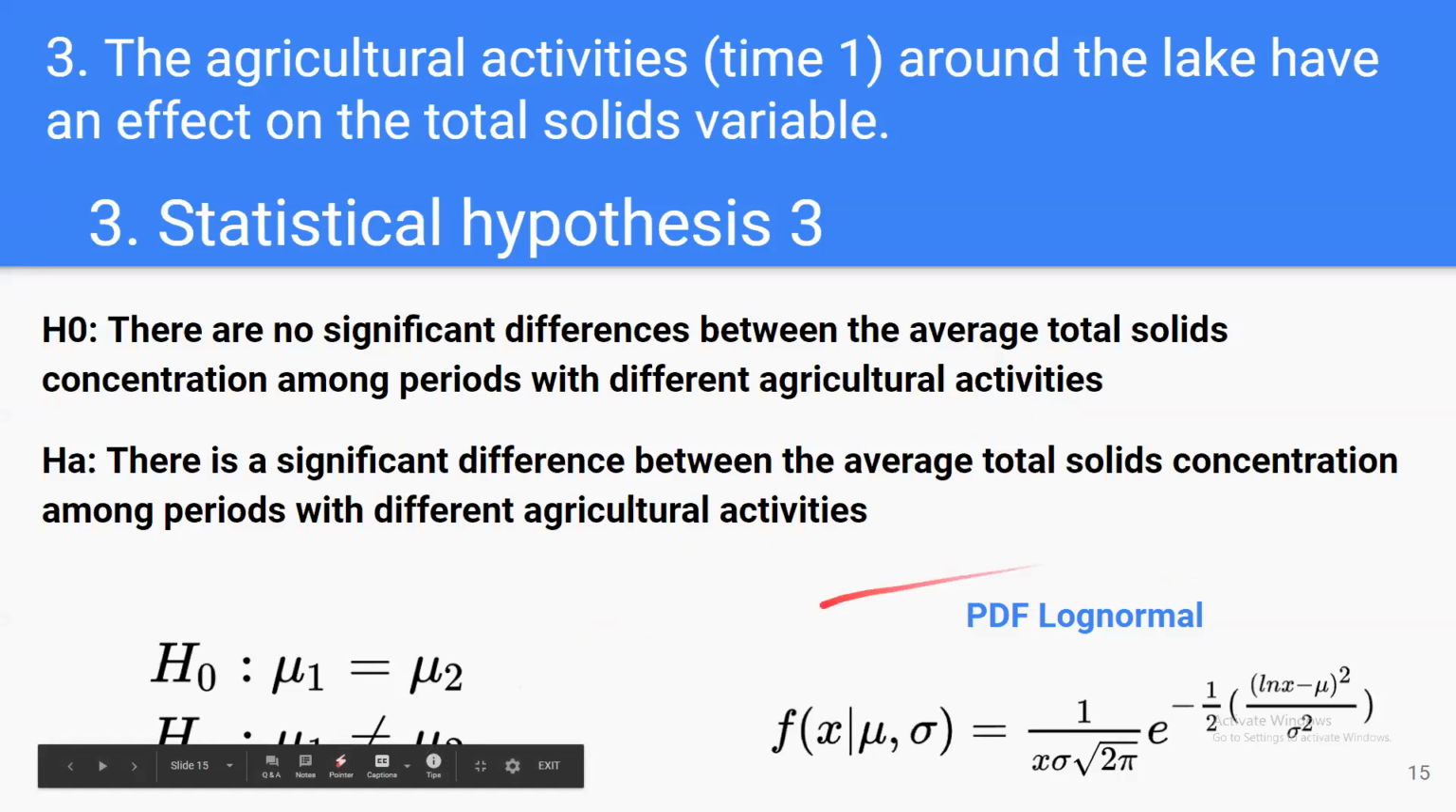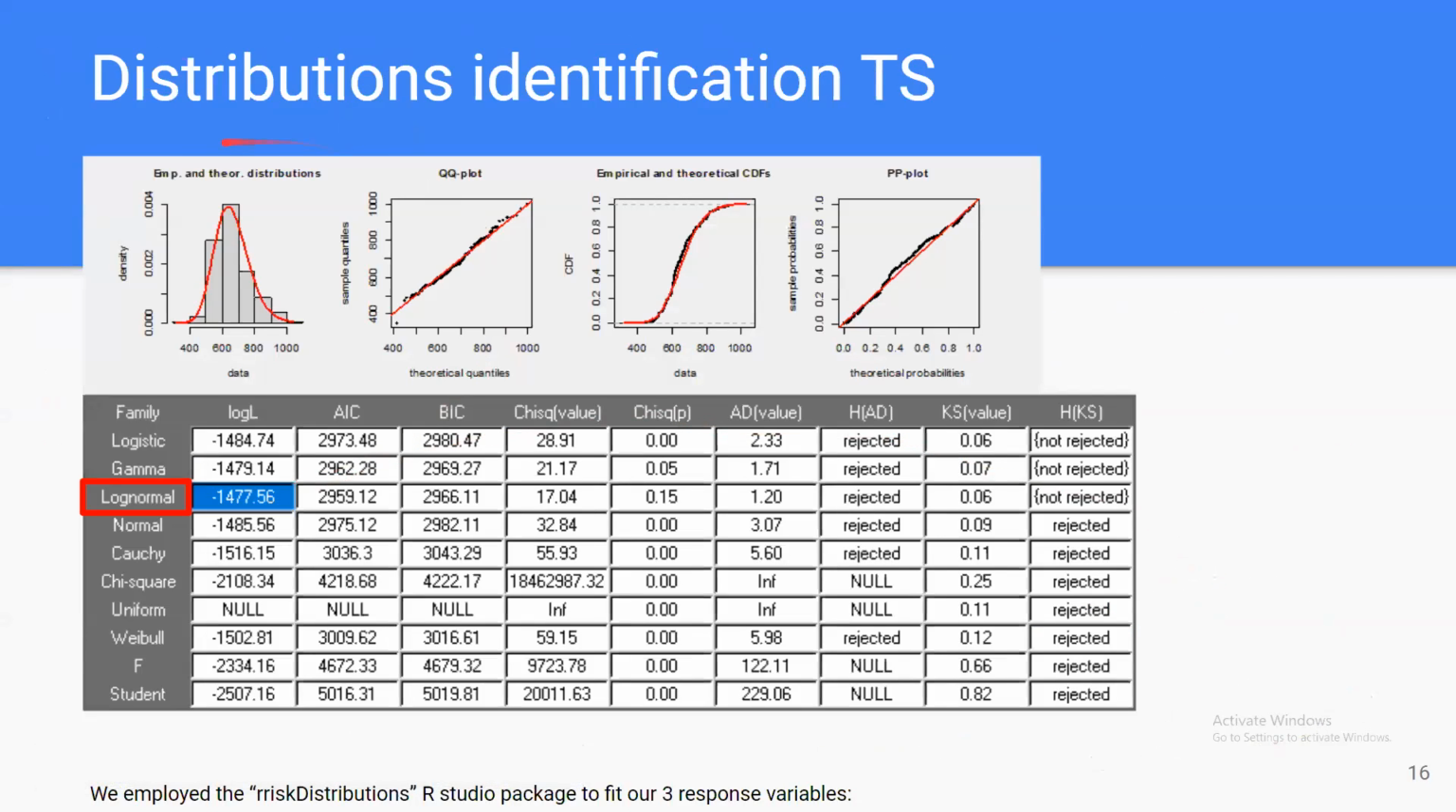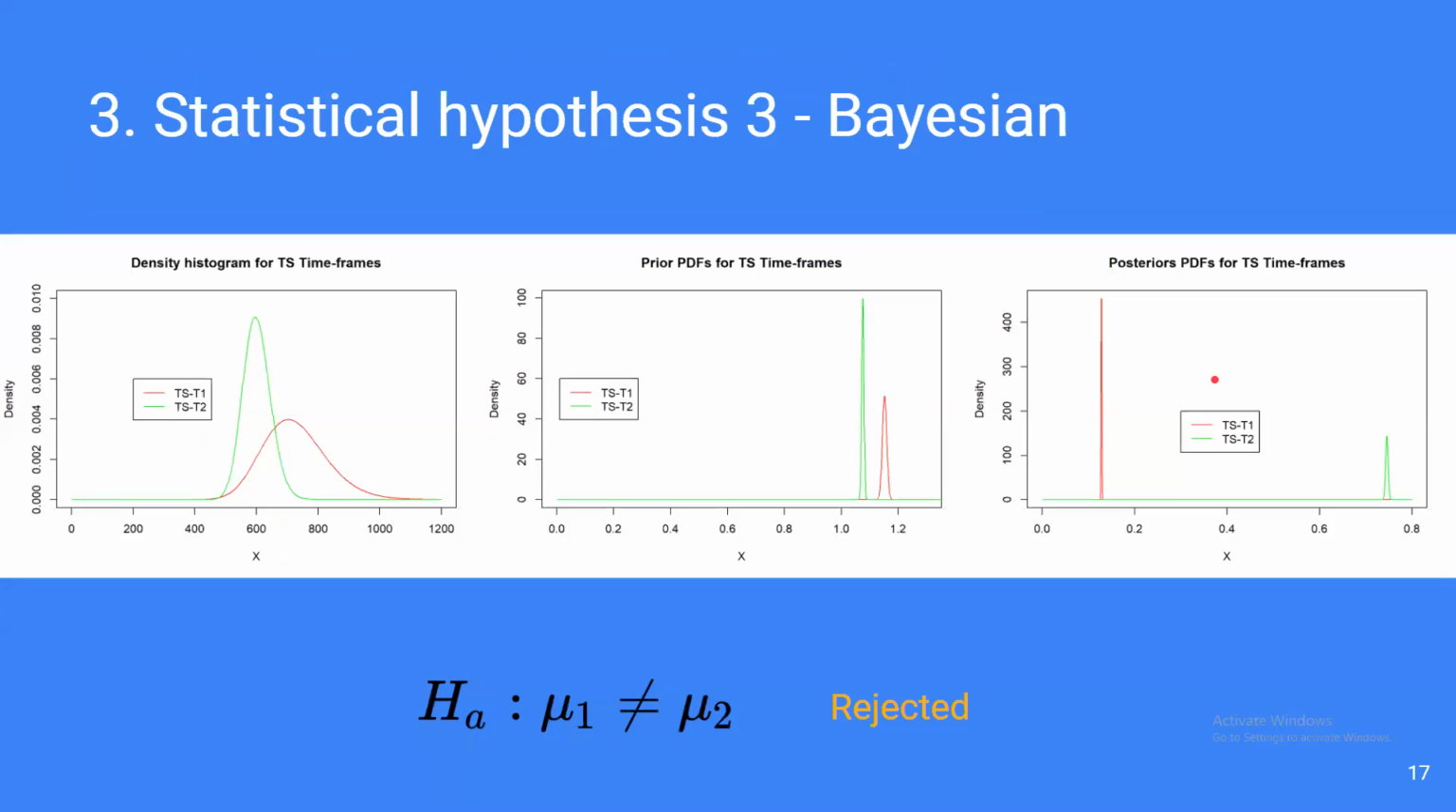We have here the log-normal distribution for the TS variable. And as we see, for fitting the distribution, the goodness of fit, the log-likelihood score is the best for the log-normal. And then the QQ plot follows a straight line. So we keep with the log-normal distribution for this variable.